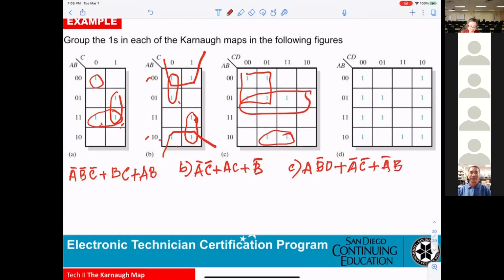When you're going from the left side to the right side, don't read anything on the top. They don't care. When you're going from the top to the bottom, then you ignore anything on the side AB.